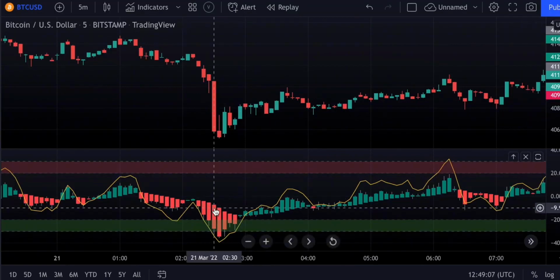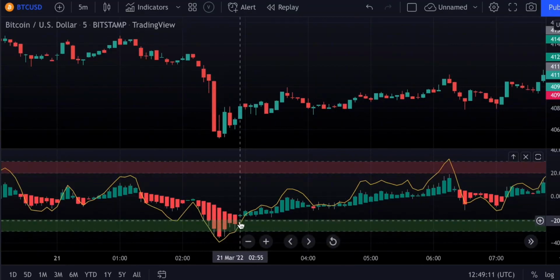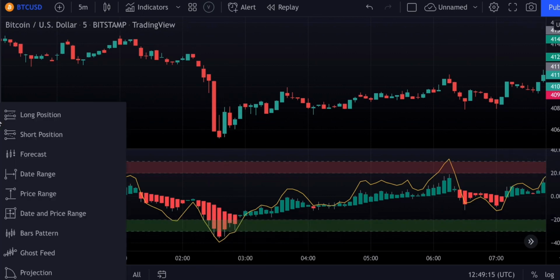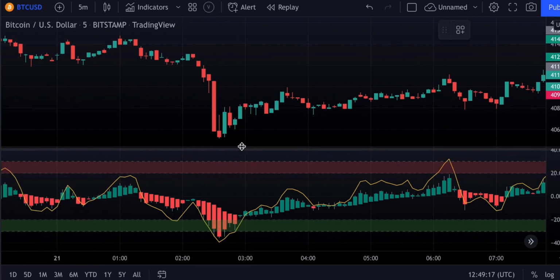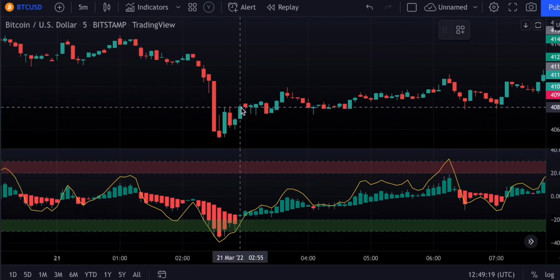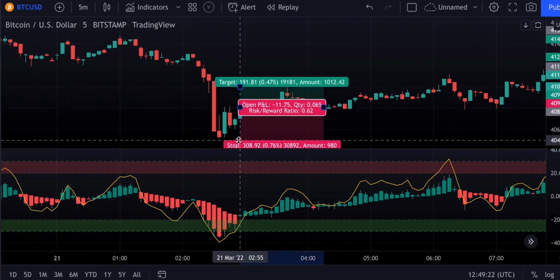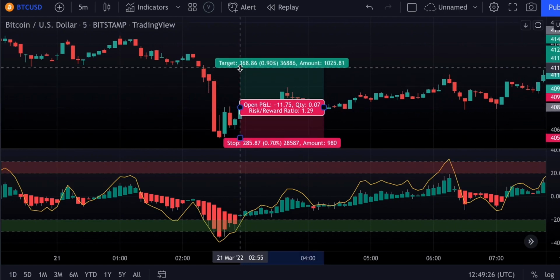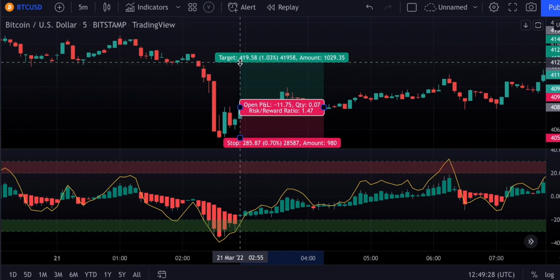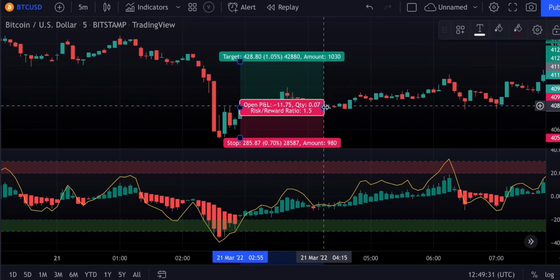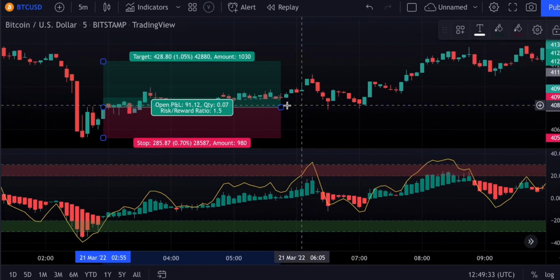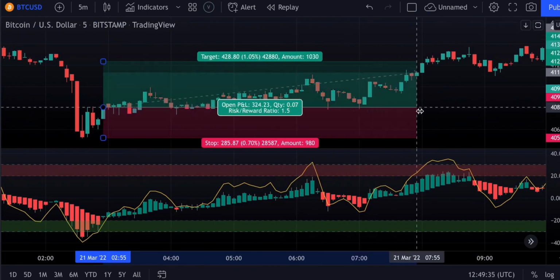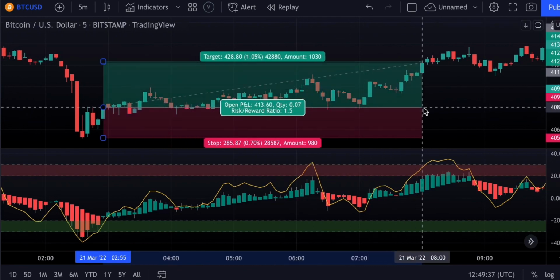We see the histogram just got into this oversold area, and now we have this tiny bullish histogram right there. So we're going to have to enter a long trade on this candlestick right here, and we're going to set our stop loss at the recent swing low. We're going to target 1.5 times the risk, and let's see what happens. Oh, there we go. The price went in our favor and we hit our take profit target.